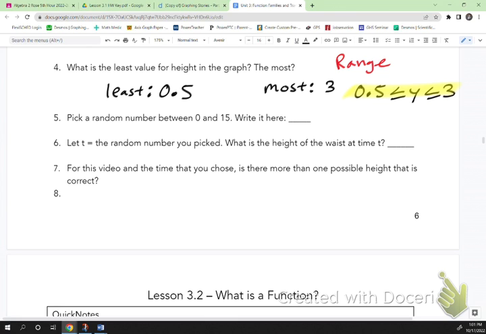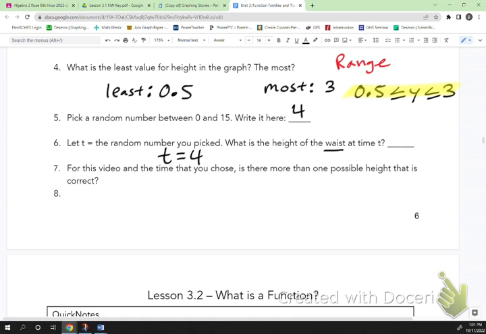0 and 15, and right here, what do you want to pick? 4. 0 and 15. We'll do 4. So this is going to be 4. Number 6 says let t equal the random number you picked. So that means our time is 4. Can you estimate what is the height of that guy's waist, maybe using your graph, at 4 seconds?